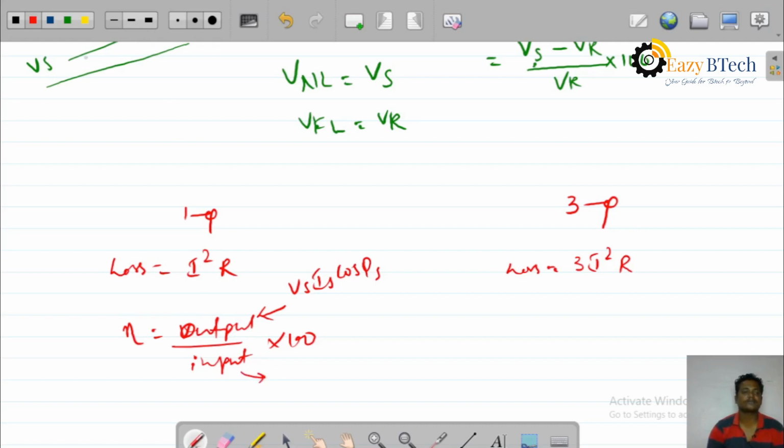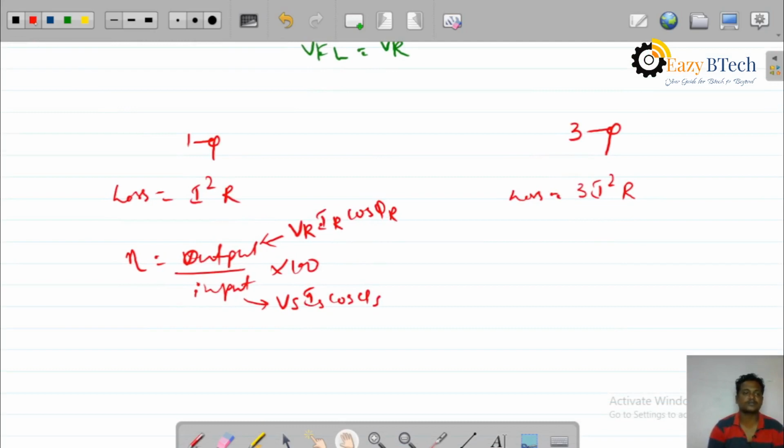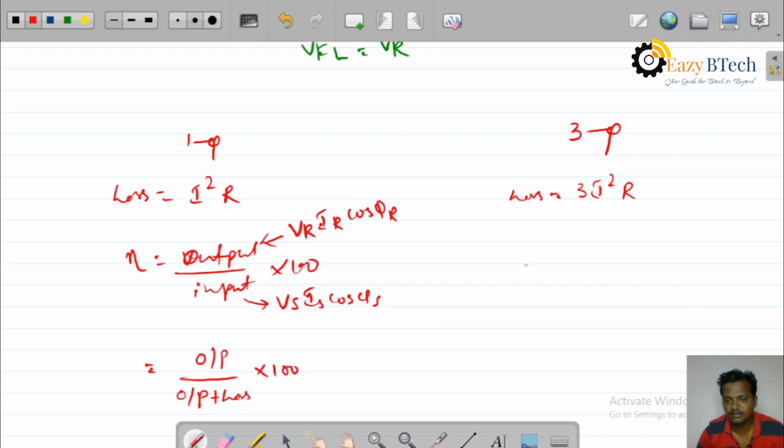Here, I am representing receiving end voltage. Output is VR, IR, cos phi r. Input is Vs, Is, cos phi s. We are also having another formula for efficiency. It is output by output plus losses into 100. For 3-phase, the efficiency equals to output by input into 100.